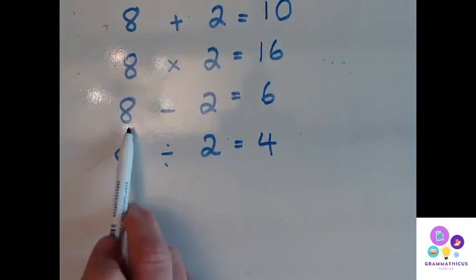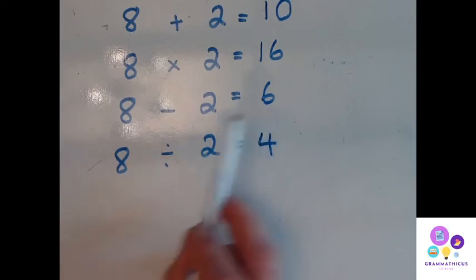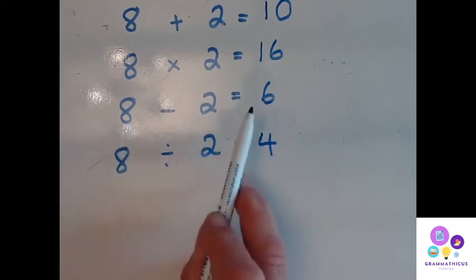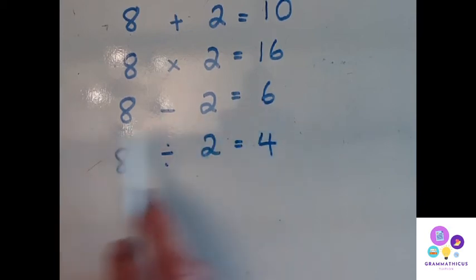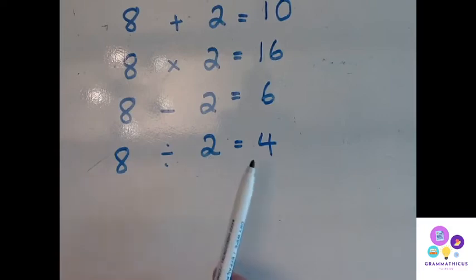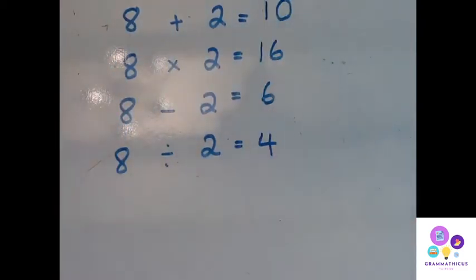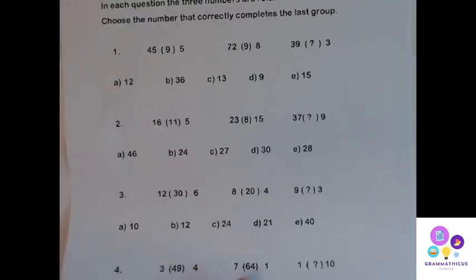Now let's have a look at the second pair here. 8 take away 2 equals 6, so our 8 has got smaller. It's become 6. It's got a little bit smaller. And then in our final sum, 8 divided by 2, we've got 4, so it's got a lot smaller. It's half as big as it originally was. Now it's worth bearing this information in mind because this often helps when we're considering related number questions.